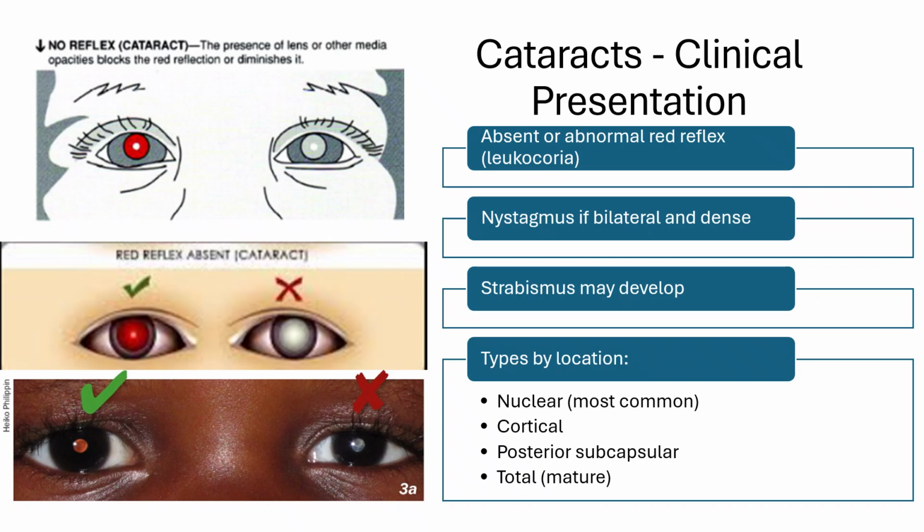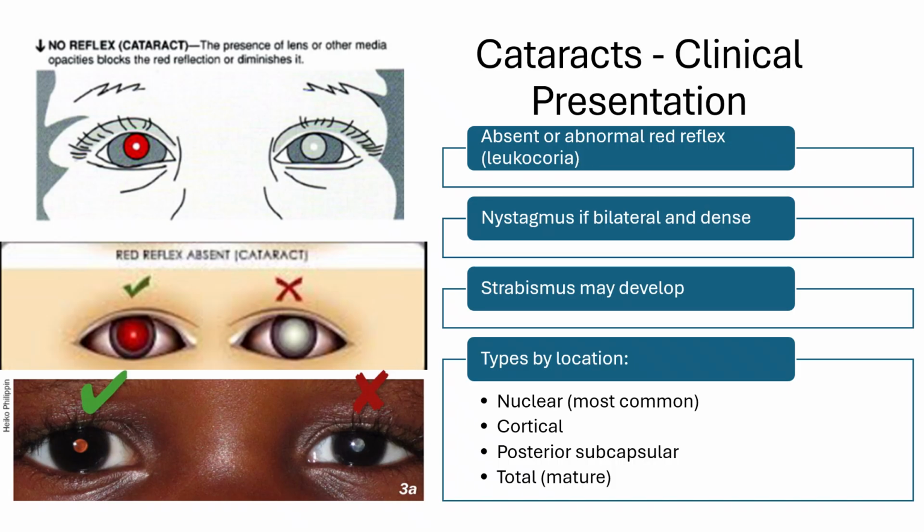This pendular or searching nystagmus signals significant visual impairment and often indicates we've already missed some of the critical period for visual development. Strabismus frequently follows as binocular vision fails to develop properly. The brain essentially gives up trying to fuse two very different quality images, allowing the eyes to drift.